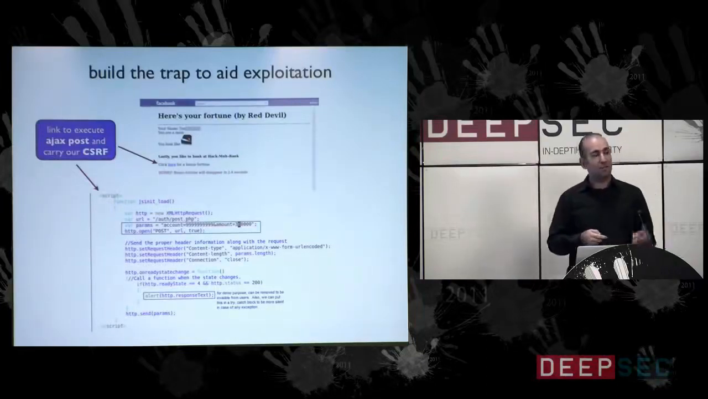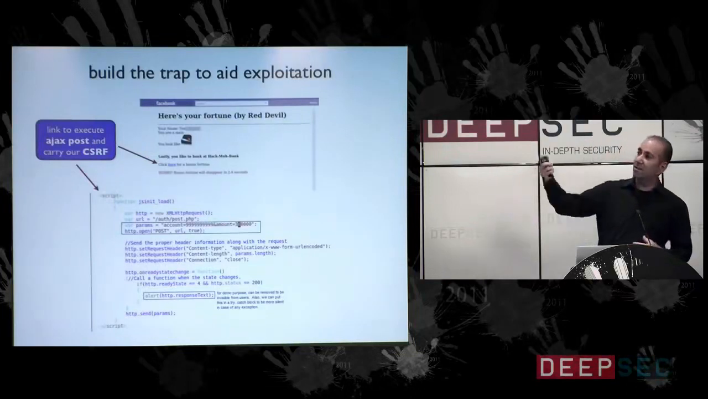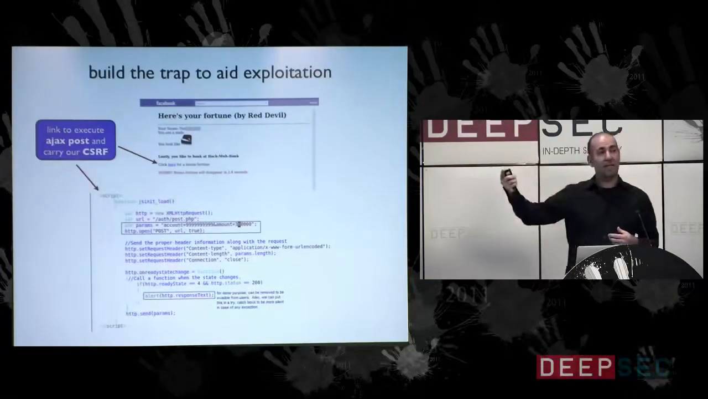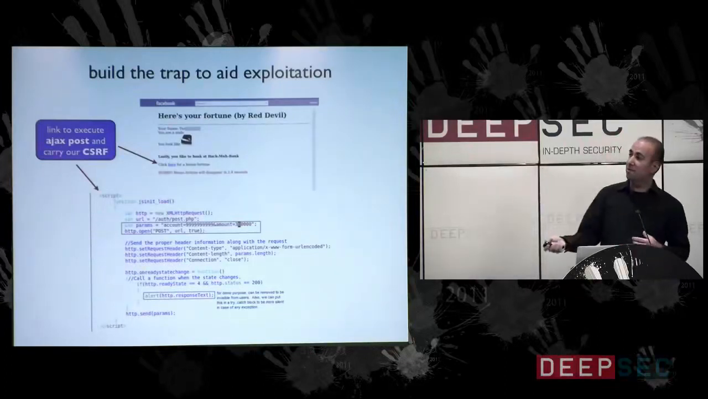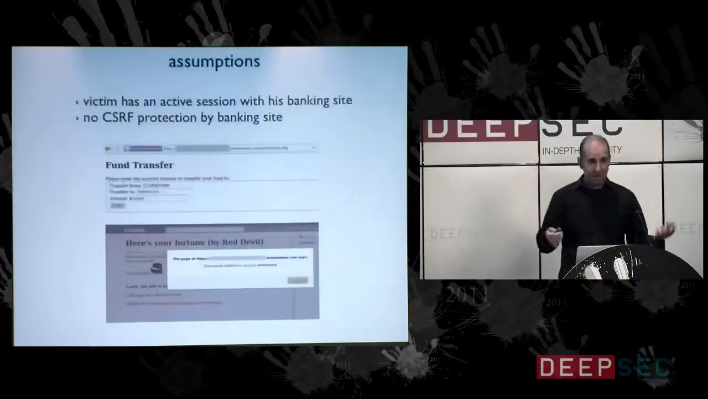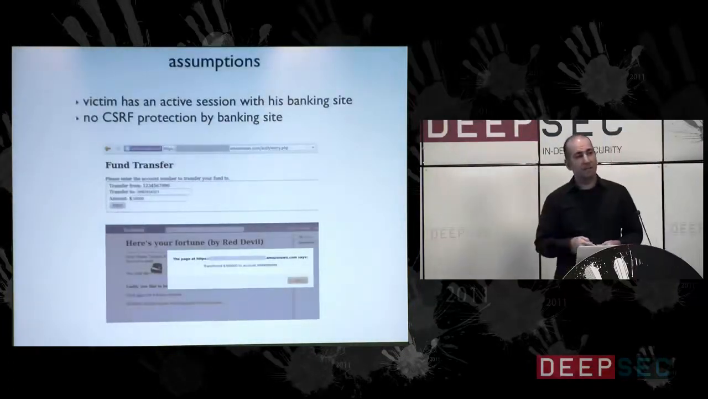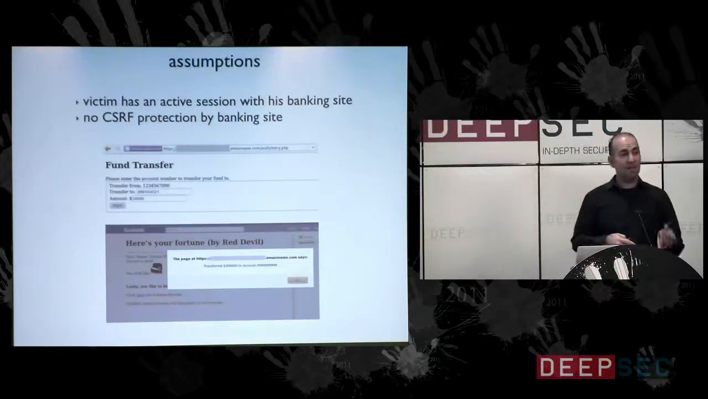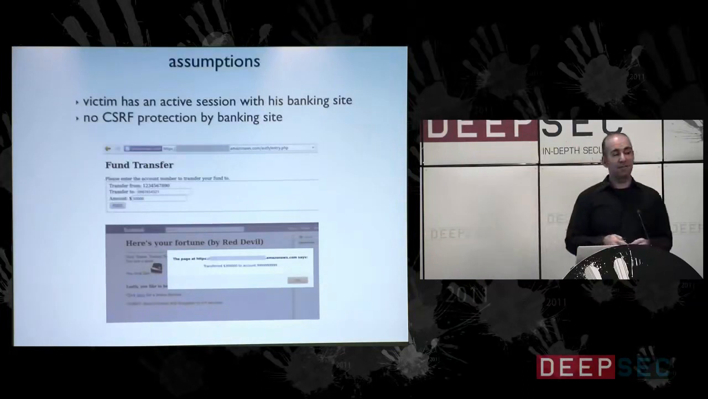So this is, again, the social engineering application. We're establishing trust and building the trap so the user can click on it, and executing our next attack, which is the cross-site request forgery attack. Basically, we're executing AJAX post script to transfer some funds from one account to another. Again, as I mentioned, this is a sample app. We're making some assumptions that the host doesn't have any CSRF protection, and there's a live session going on between the user and the banking site.